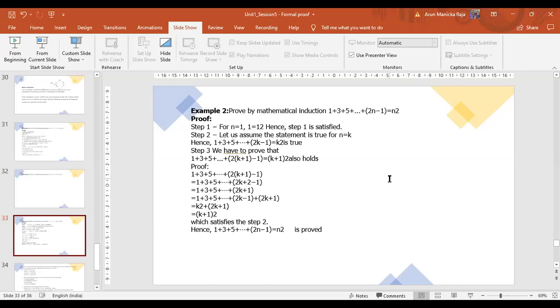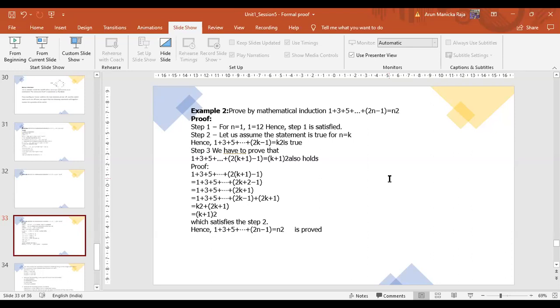Shall I repeat? Yes, ma'am. 1 cube plus 2 cube plus 3 cube plus etc. plus n cube is equal to n square into n plus 1 the whole square divided by 4. Prove this statement by mathematical induction.